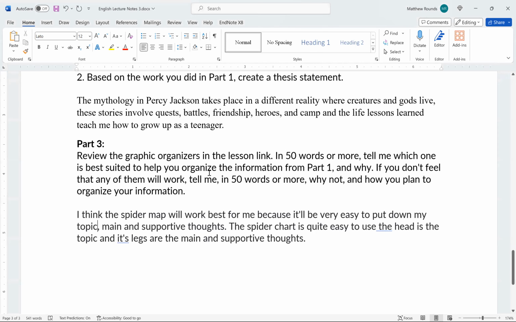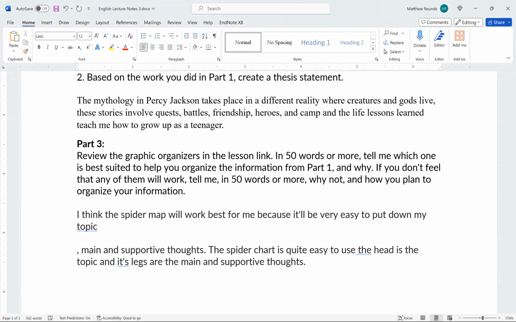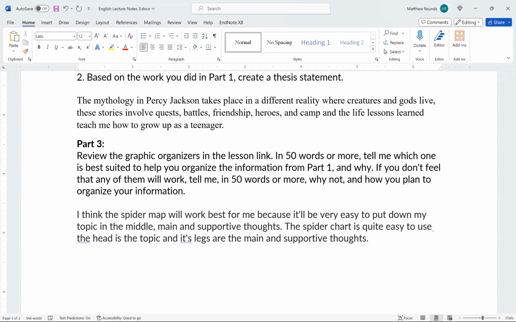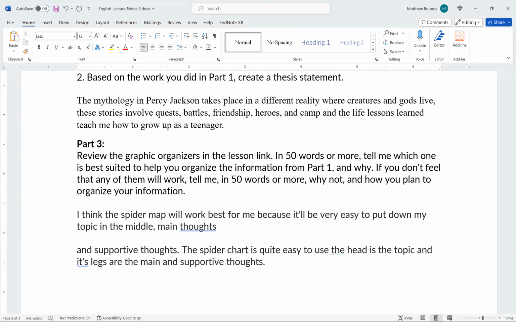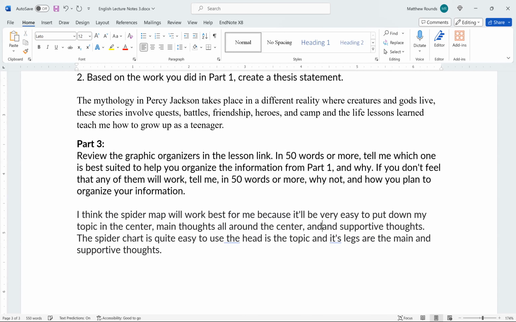Okay, so tell me more about where you are going to put your topic in the spider map. Where does the topic go? The topic goes in the middle, and the middle is the head. Okay, in the middle. So now where do the main thoughts go? It goes all around the middle. Let's use center instead of middle. And where do the supportive thoughts go? Under the main ones.